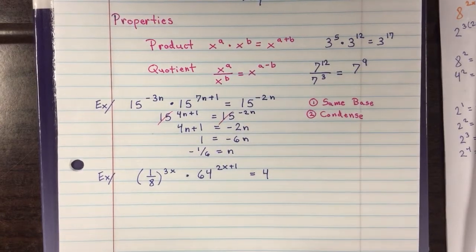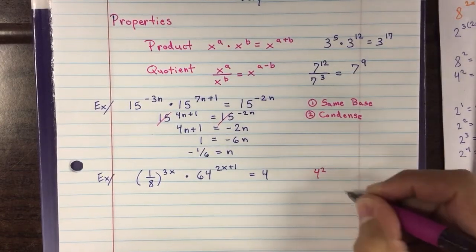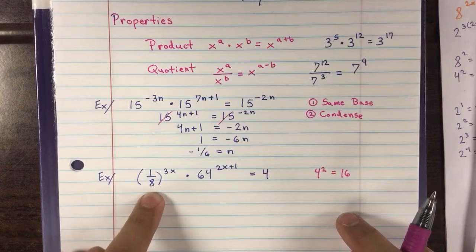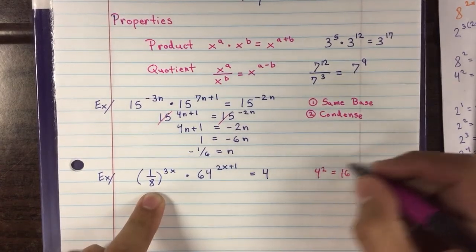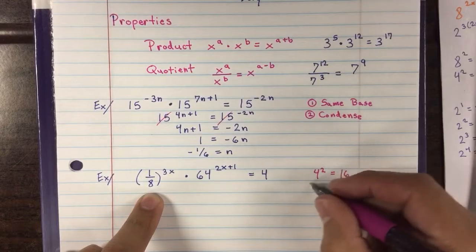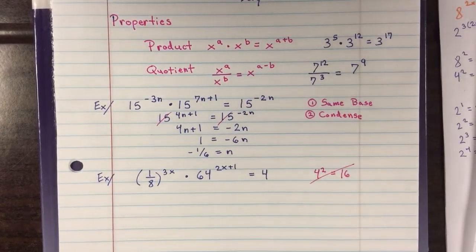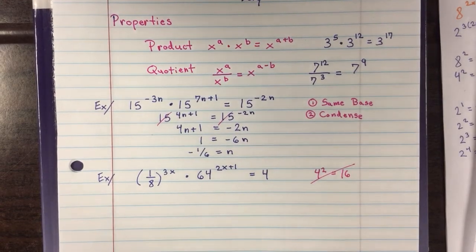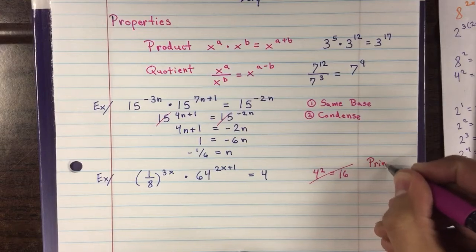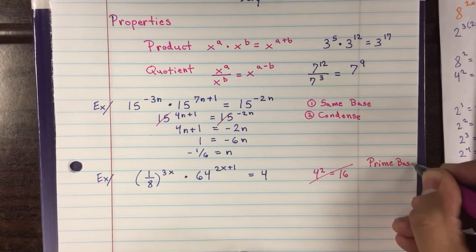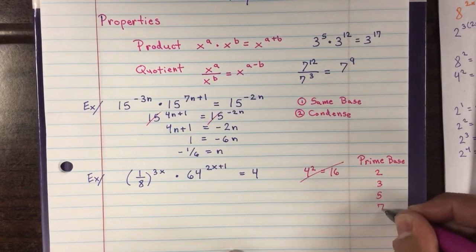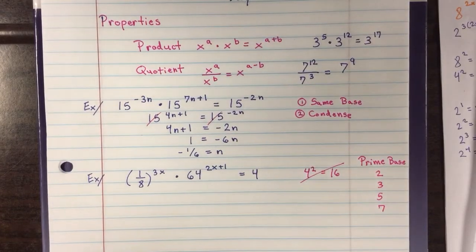Okay, but let's look at something. If I do 4 squared, that would just be 16. I need it to be 8, so it can't be 8. So having a base of 4 is not going to work. So when you're doing this, try to make it your smallest base. If that doesn't work, you're going to look for a prime base. What are your prime numbers besides 1? 2, 3, 5, 7. But usually it could go just to 2 or 3. 2 or 3 usually works all the time.